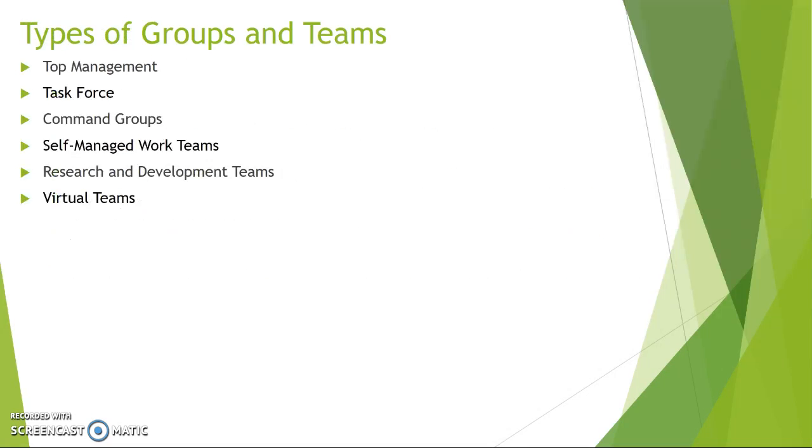Groups and teams were two keywords identified in the previous slide. Now I would like to describe different types of groups and teams. There is the top management team, like your CEO, COO, and heads of various departments. A task force is a team put together by a manager to accomplish a specific goal. Command groups, more commonly referred to as departments, are subordinates who report to managers.